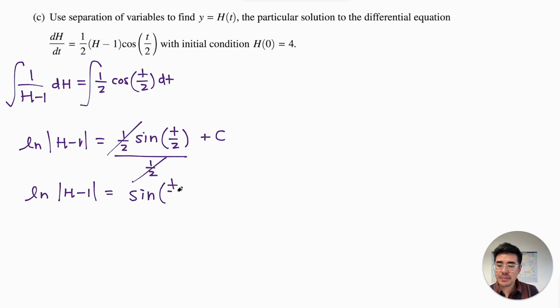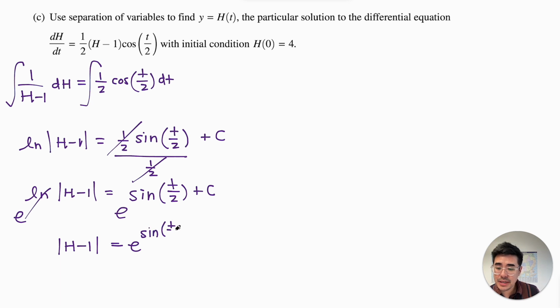So then ln of absolute value of h minus 1 is equal to sine of t over 2 plus c. Now let's see if now is a viable point for us to plug in. I don't like the ln because usually it would cancel out, right? But it doesn't cancel out over here. So the next step is to take e to both sides. So the e and the ln cancel out. So you get absolute value of h minus 1 is equal to e to the sine of t over 2 plus c.